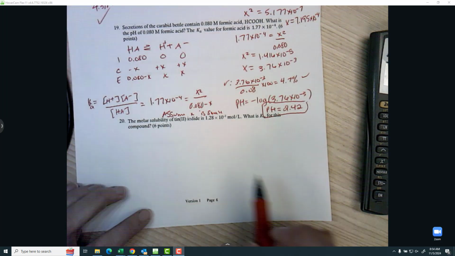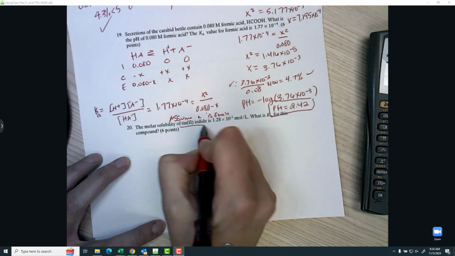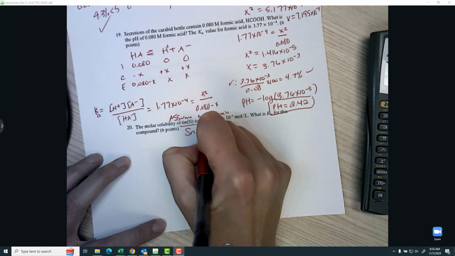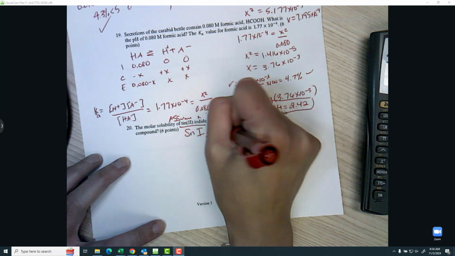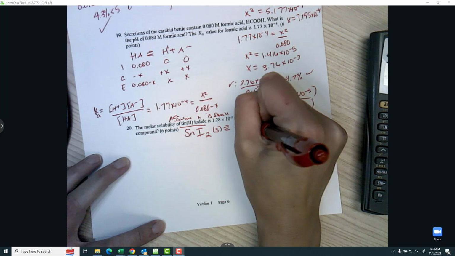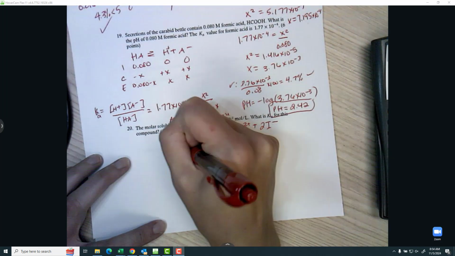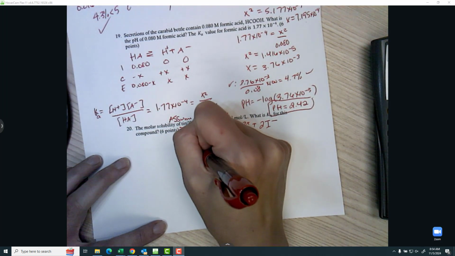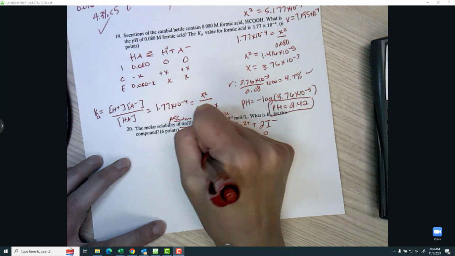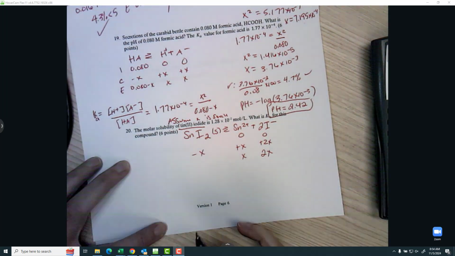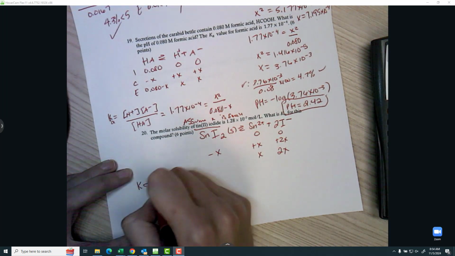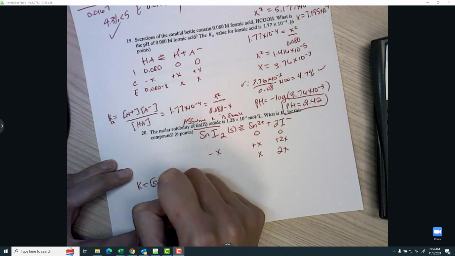All right, next up I have a molar solubility problem. Let's write the formula for our salt here. We've got tin and iodine, so SnI2. And so that will separate into tin and 2 iodines. I'm making my ice table, minus x, plus 2x, x and 2x. Write my equation for Ksp.